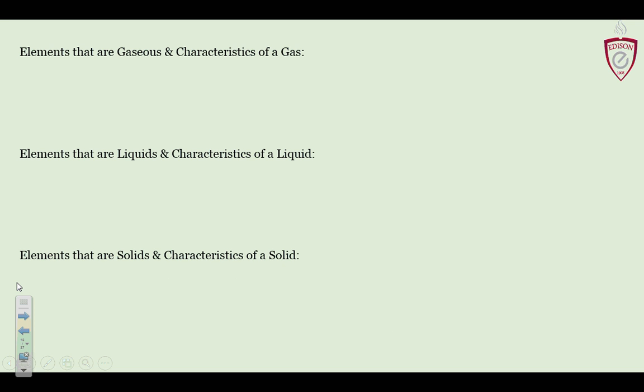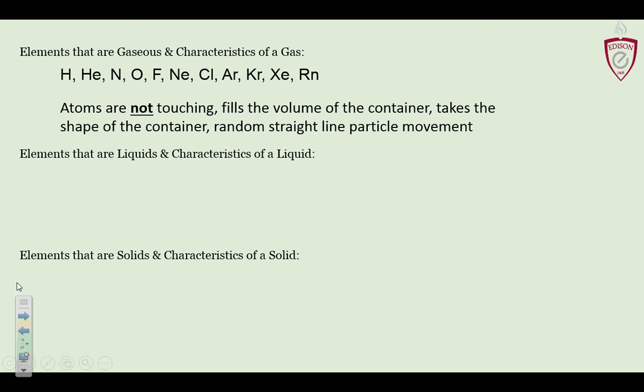So, elements that are gaseous and characteristics of a gas. Elements that are gas, there's a few of them, not a ton. Hydrogen, helium, nitrogen, oxygen, fluorine, neon, chlorine, argon, krypton, xenon, radon. Mostly in the top right-hand corner of the periodic table. They are all non-metals. If you were to draw a particle diagram of these, we did this a while back, the atoms are not touching. Gases fill the container that they are held within, and they take the shape of the container, and they move in what we consider to be random straight line particle movement for what is called an ideal gas, which we'll get into more in later physical behavior of matter.